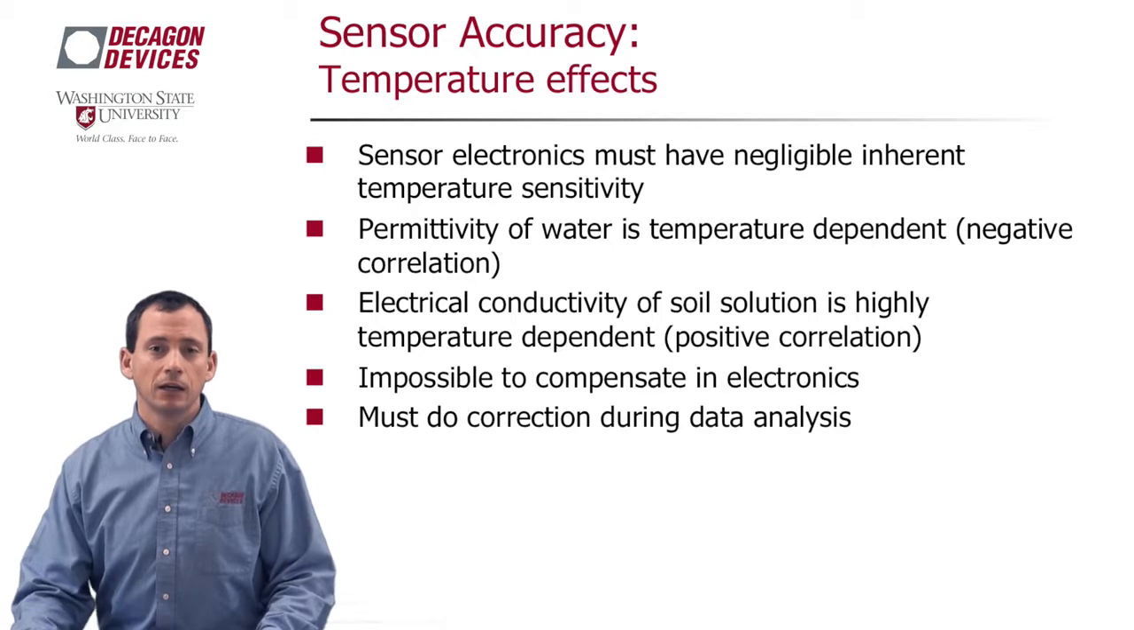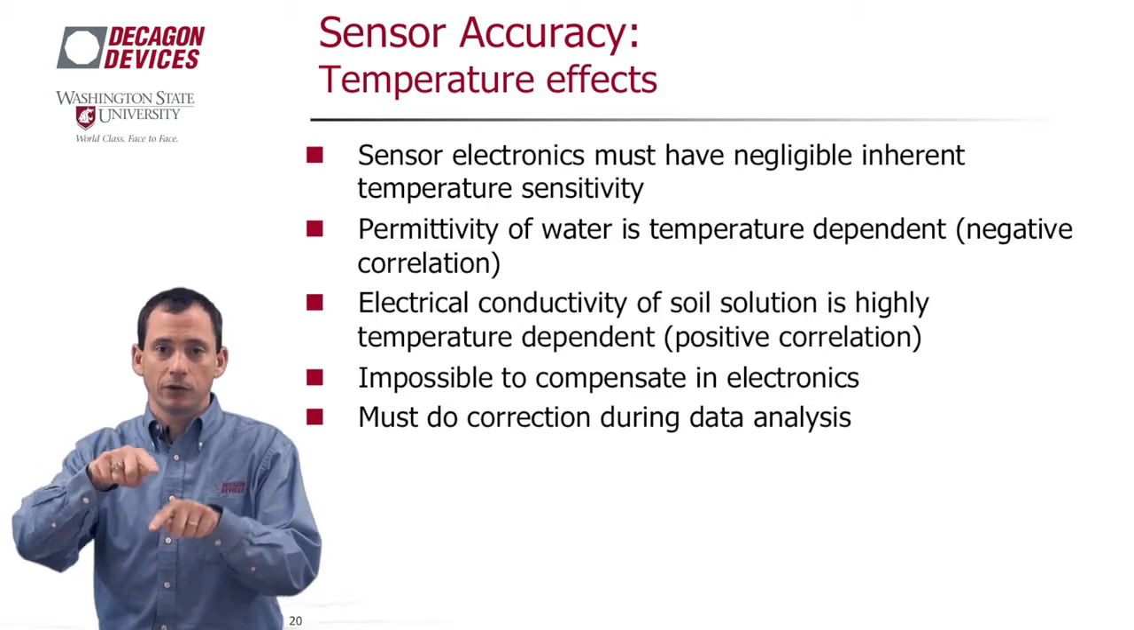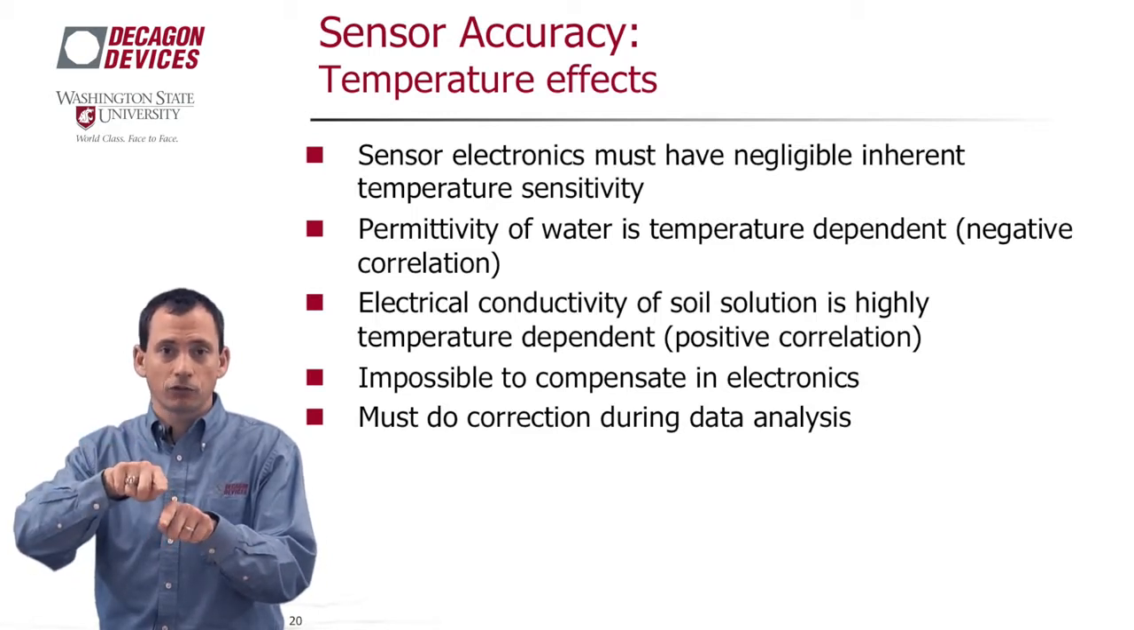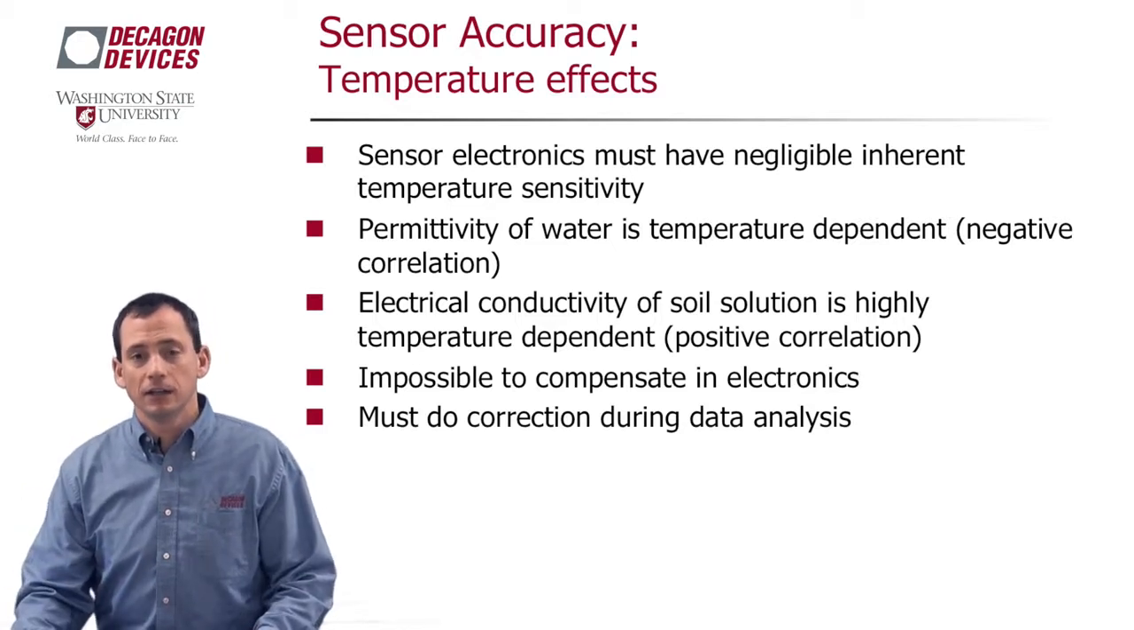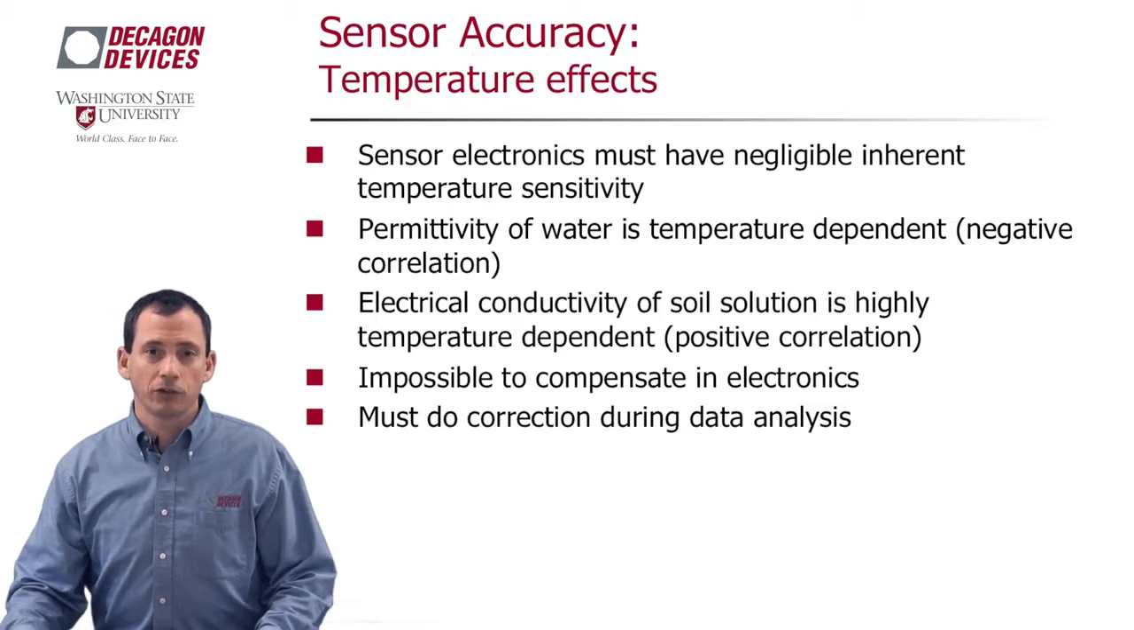So if you're in a low electrical conductivity soil and you have diurnal temperature changes, then your soil moisture sensor will probably read a little bit higher at night than it does during the day, because the temperature of the water has gone down, and so therefore its dielectric permittivity has gone up. So you might see a little inverse correlation with temperature.